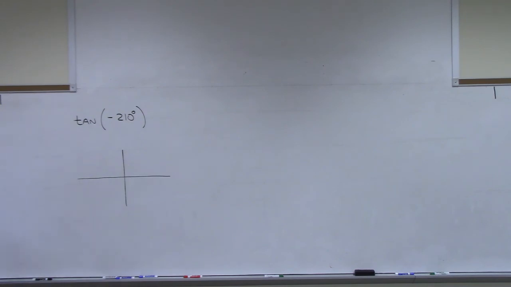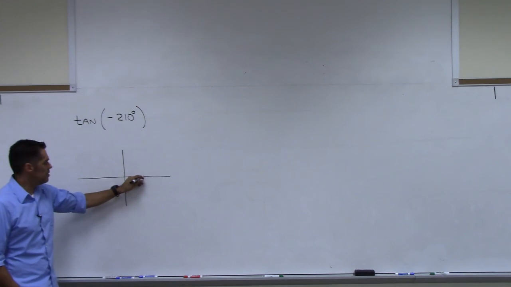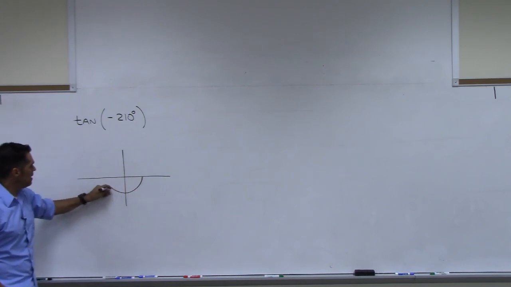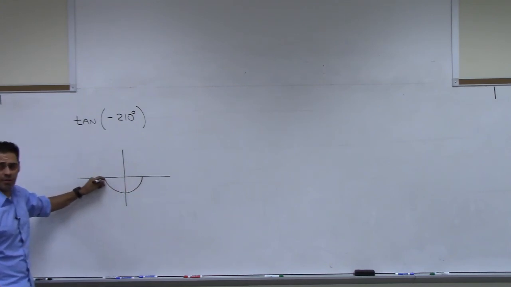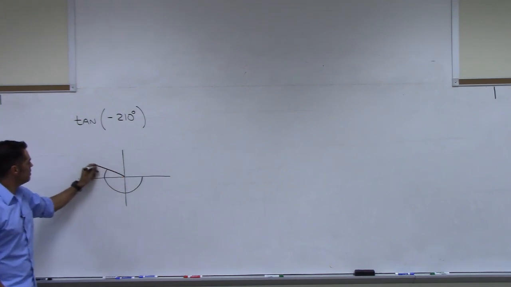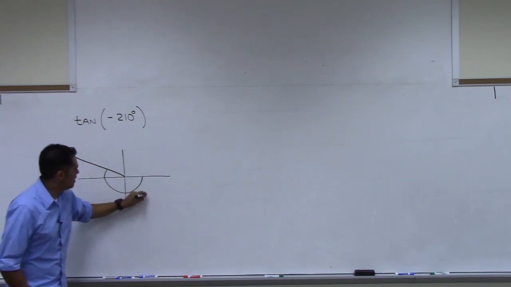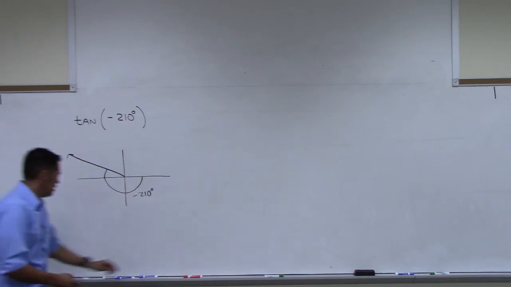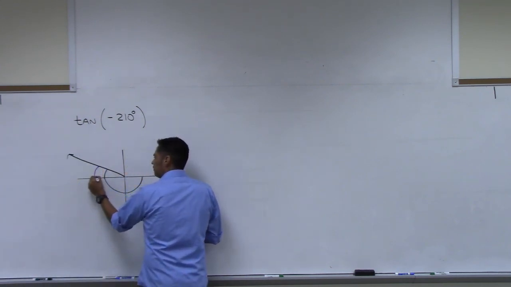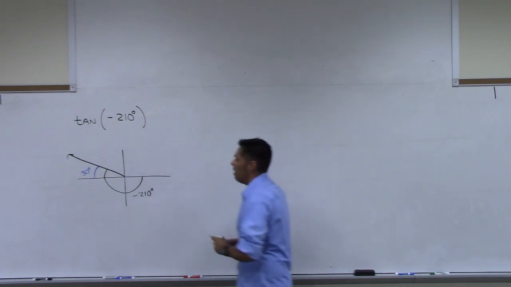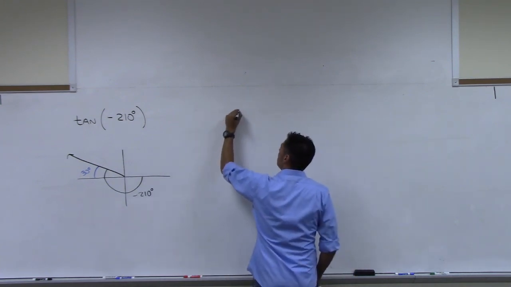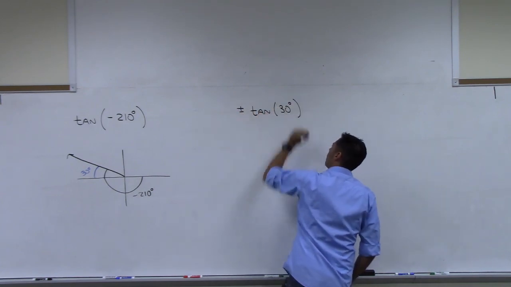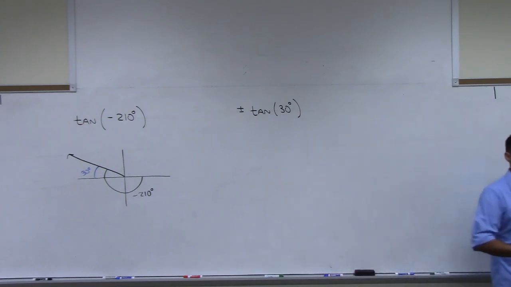So 210 degrees, starting here, we're rotating around. We're going clockwise, right, because it's a negative angle. So this is 180 right there. And then I've got to go an additional 30 degrees, right? So it should put me somewhere around there. That's negative 210 degrees. My reference angle is what? 30 degrees. So my reference angle is this one here. Now, what I know is that up there should be very similar to this, tangent of 30. Do we know what tangent of 30 is?